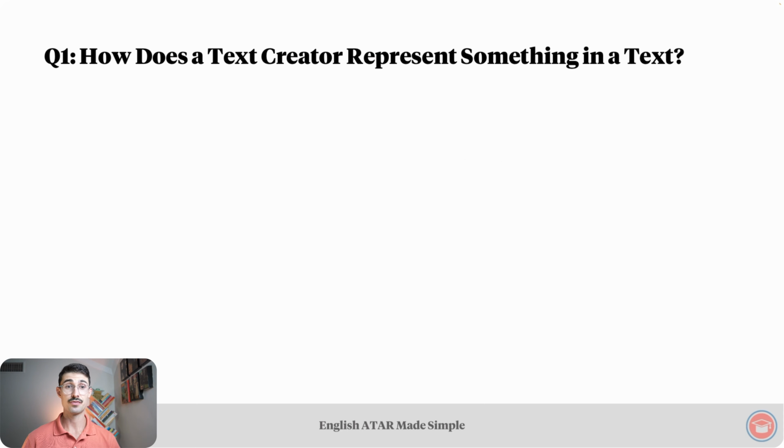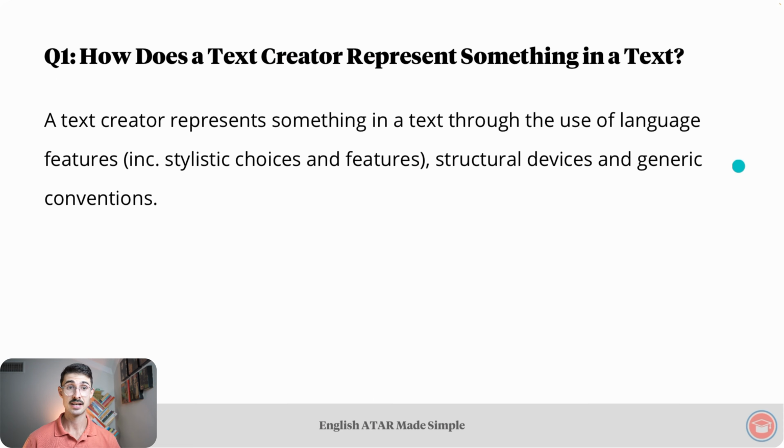We then moved on to focusing on question 1. How does a text creator represent something in a text? And a key takeaway here was that a text creator represents something in a text through the use of language features, including stylistic choices and features, structural devices, and generic conventions.